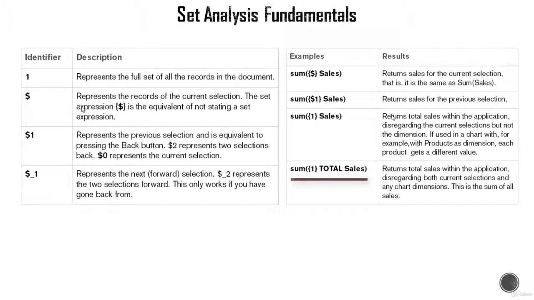And then you can go further and add a total qualifier. One ignores user selections and total will ignore chart dimensions. So you have a chart with a set of dimensions and then users are making selections. If you want to ignore both user selections as well as chart dimensions, then you combine 1 as an identifier with total as a qualifier. It's shown in the bottom expression on the top right.